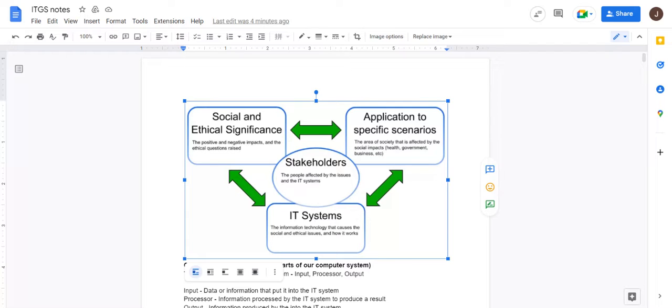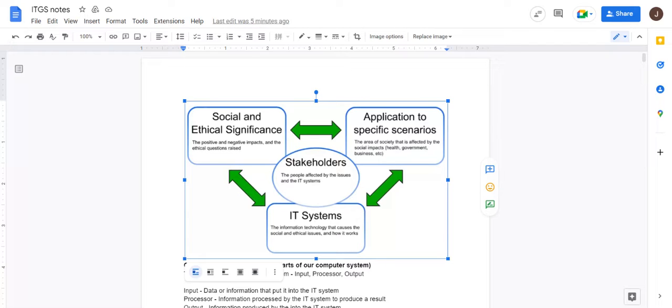So for example, it would be the education system uses computer to host online sessions, right? That students can watch anywhere, just like Zoom. Because of the COVID, we had to watch like 3 years of Zoom. Our school literally became Zoom secondary school, right? So that's what we mean by application to specific scenarios.